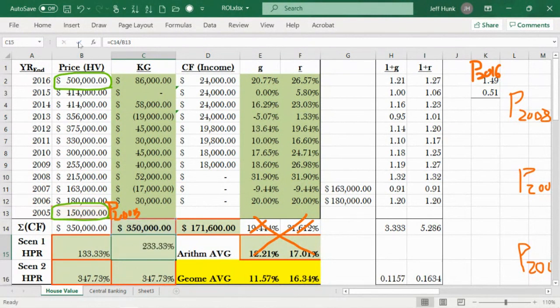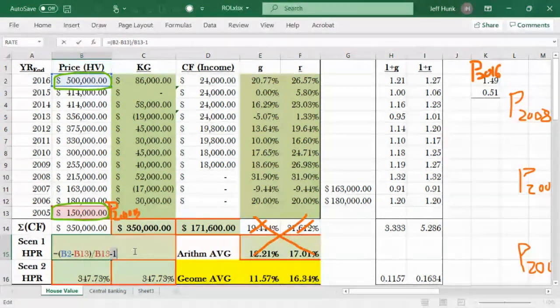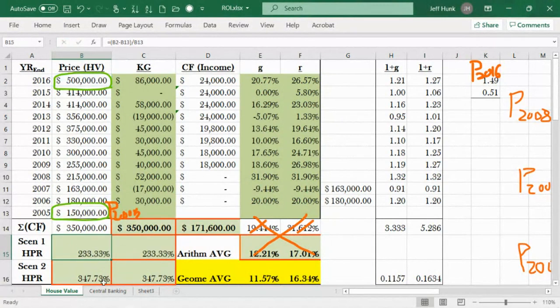That is correct. That should be, but why is it like this? B2. Oh, in that case, it shouldn't be -1. Yeah, it's still the same thing. But holding period, think about it. The holding period return, right? Annualizing it.